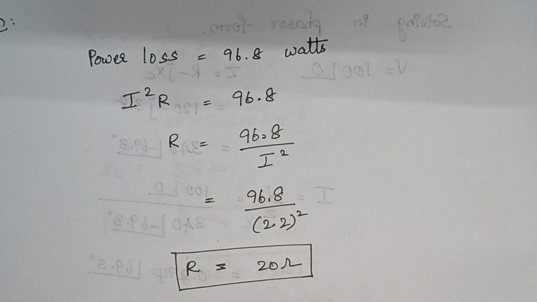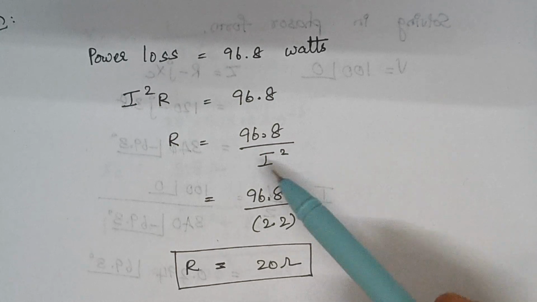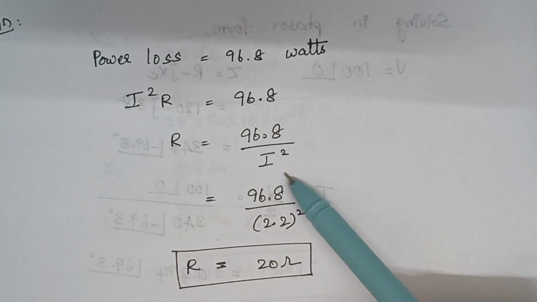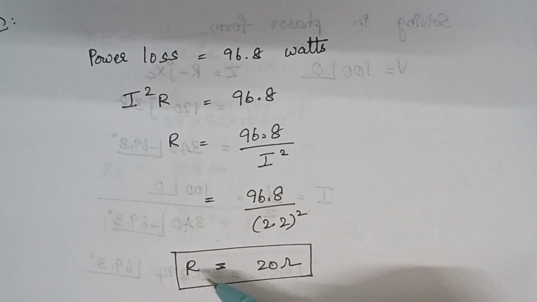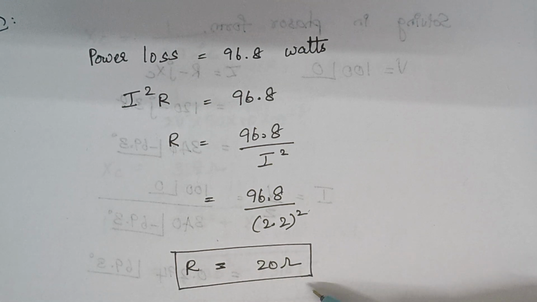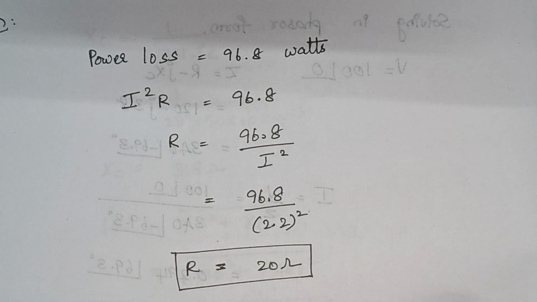So here we are starting up with the power loss. Power loss in the resistor is given by the formula I square R, right? Here the value of power loss is given, the value of I is given. So just substitute it and calculate the value of R here, right? The next thing is we need to find the value of C.